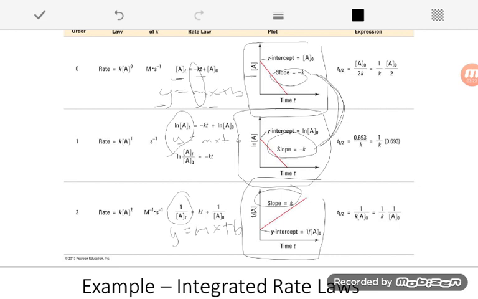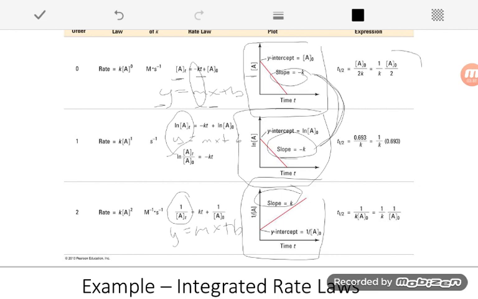But instead of running the same experiment several times with different concentrations and using the method of initial rates, I can run my reaction one time, watch the concentration change over time, and then make one of these graphs to get out my rate constant. So it's just a different way of accomplishing that.